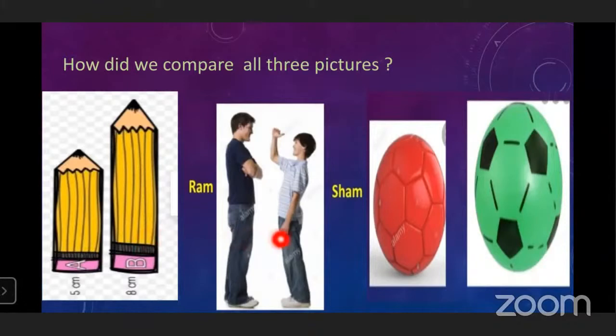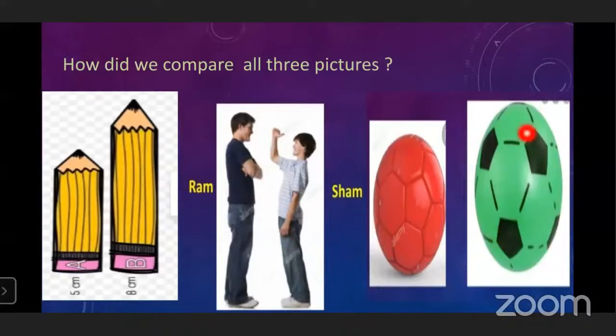And in the next picture, we compare the height of Ram with Sham, and we said that Ram is taller than Sham. Means in this picture, we compare the height of Ram with Sham, and we said that Ram is taller than Sham.